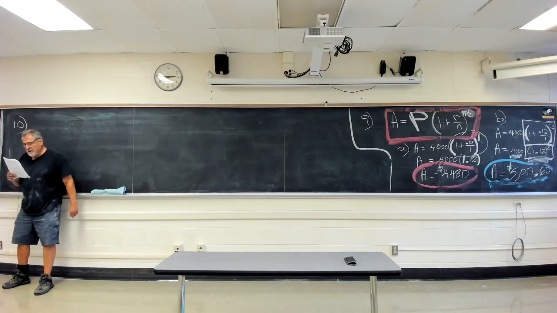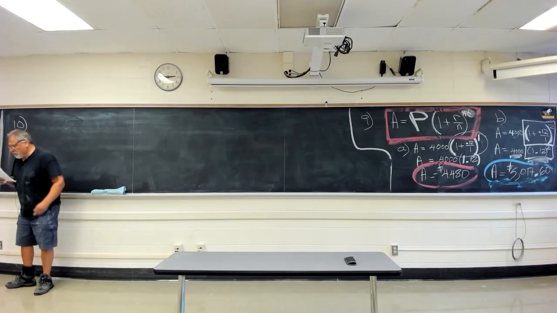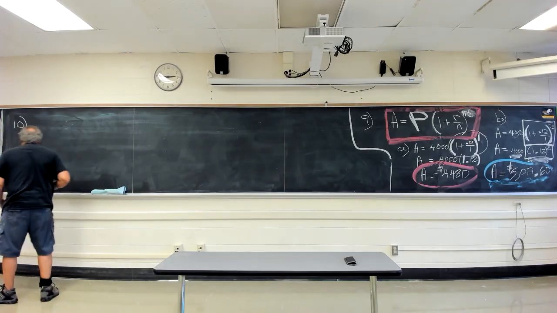You've got an A and a B here. A, assuming no withdrawals are made, how much money is in Reuben's account after 5 years? B, how much interest is earned on Reuben's account after 5 years? That's going to be the difference between the two.